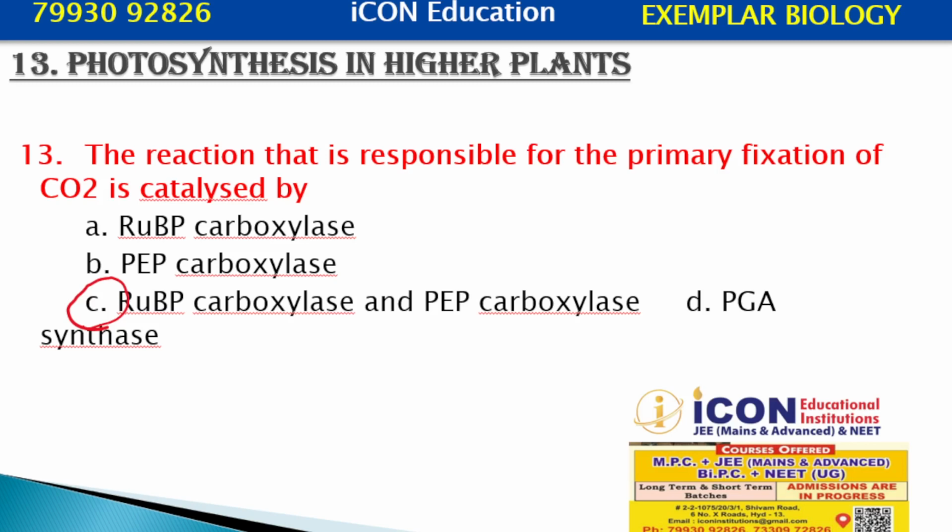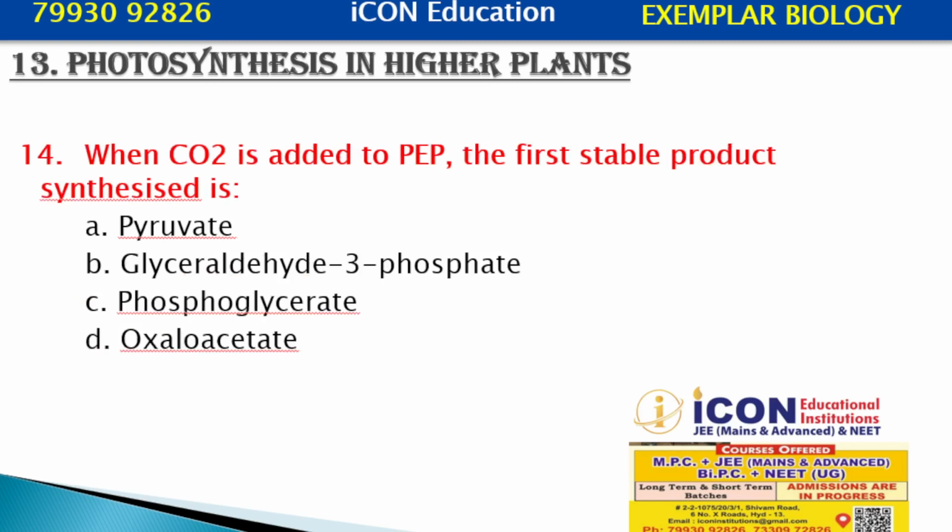Question number 14. When carbon dioxide is added to PEP, the first stable product synthesized is... PEP is a 3-carbon organic compound. When carbon dioxide is added to it, it becomes a 4-carbon compound, oxaloacetic acid. So option D, oxaloacetate, is the correct option.